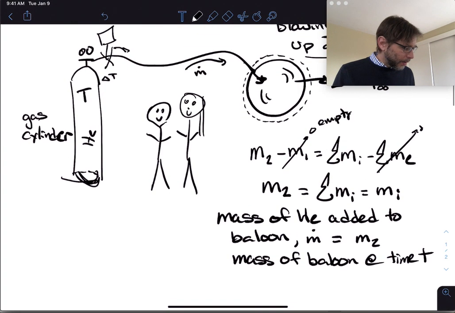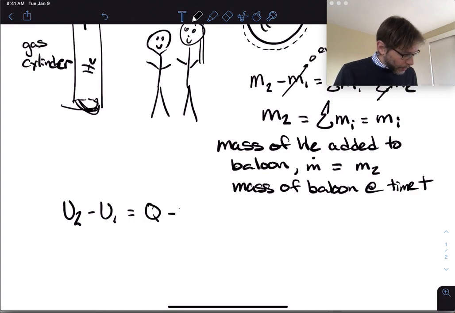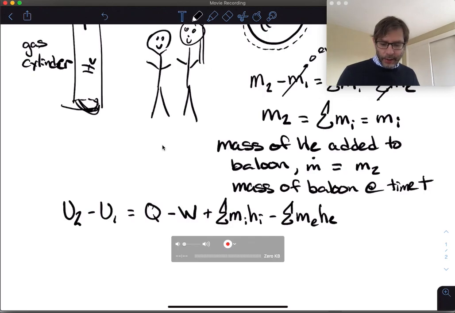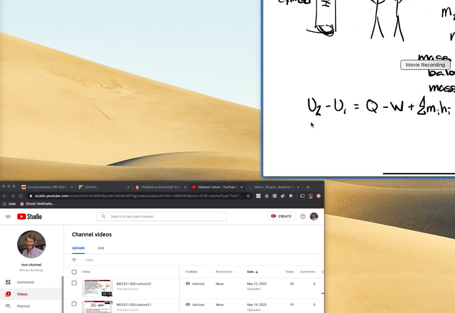Okay, and then, all right, so now if we were to look at the first law analysis here, we would say that the change in U, so U2 minus U1, is equal to Q minus W plus the sum of m_i h_i minus the sum of m_e h_e. And that's the equation that we have here. So U2 minus U1 equals Q minus W plus the stuff going in minus the stuff leaving. Okay, so now we have that in our example.